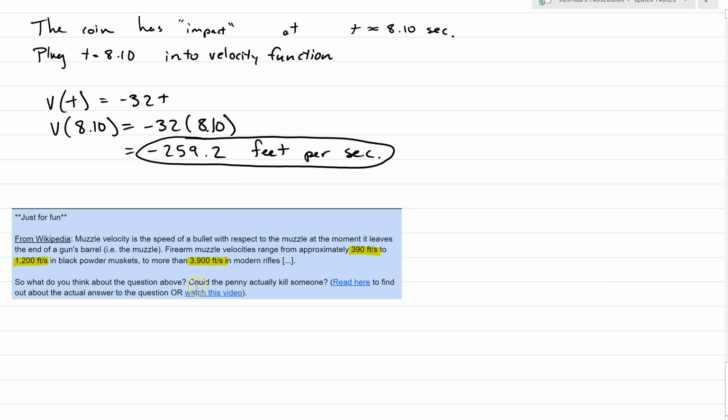So what do you think about the question above? Could this penny actually kill someone? And the answer is, according to this problem, maybe. Look at how fast this penny is going when it hits the ground. Remember, negative means it's moving downward. So it's almost moving as fast as a gun. So it seems like it might kill someone, but it turns out air resistance and wind actually play a huge factor. So the penny would get blown away from the building, and there'd be a ton of air resistance pushing back up. So this video has a great answer to this question.